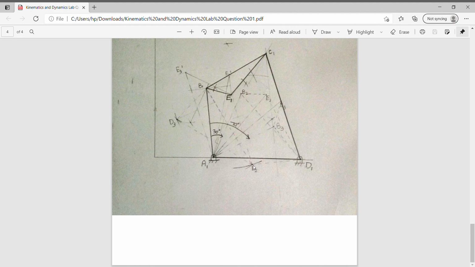We will join D1 D2 and D2 D3, and the perpendicular bisectors of these two lines will intersect at a point here, C1. After we have done this, A1 B1 C1 D1 is our required 4-link mechanism with the coupler point E1. This represents just one particular position of the 4-link mechanism, and it will move to A1 B2 C2 D1 and so on. So for one particular position we have obtained the 4-bar mechanism by the method of path generation. Thank you.